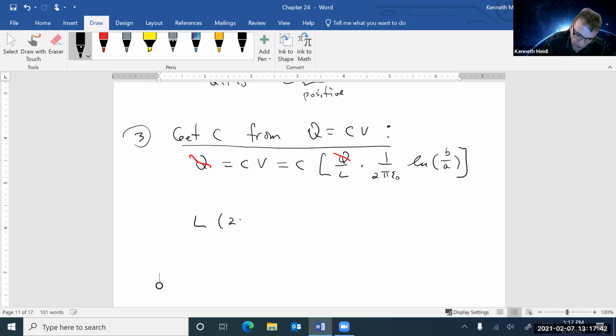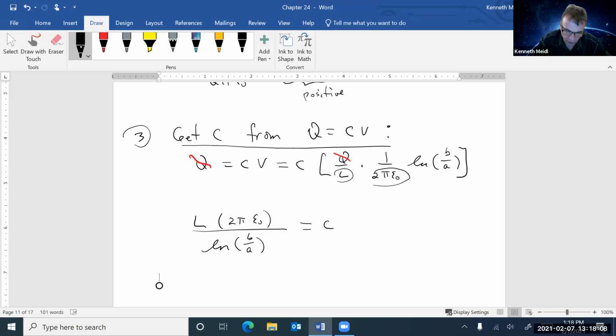Multiply both sides by 2 pi epsilon 0. Divide both sides by the natural log here. And I think that's what C equals. So let's make sure I didn't forget any parts. So that's going to get multiplied by both sides. So that's over here. That got multiplied by both sides. And so did that. And so this looks not bad.